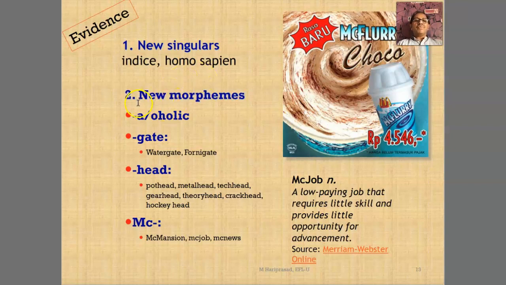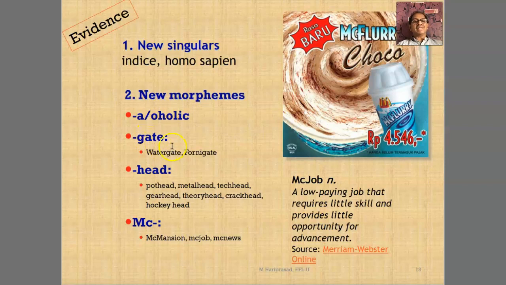Then we also have new morphemes formed in the language. Language is changing. That means new words are formed, new morphemes are formed. Like aholic: we know alcoholic is a word, and in that word aholic is not an affix at all. But people have taken aholic as a separate morpheme and added it to other words like workaholic. A new word is formed. So aholic is a new morpheme.